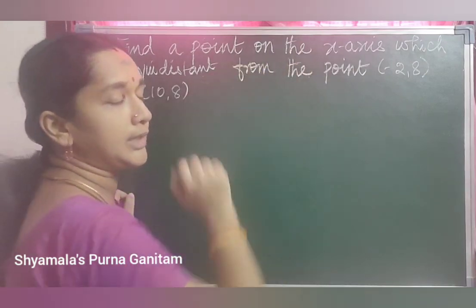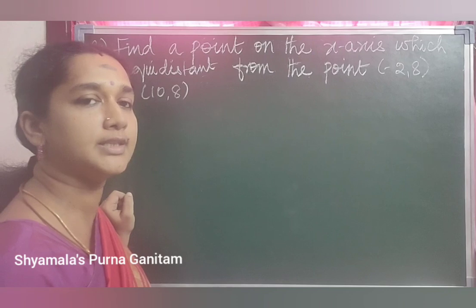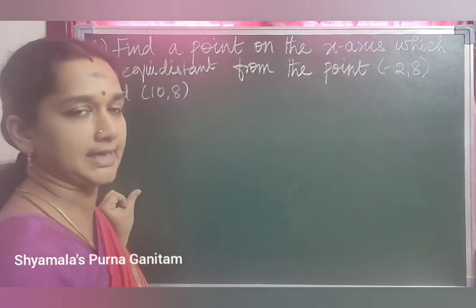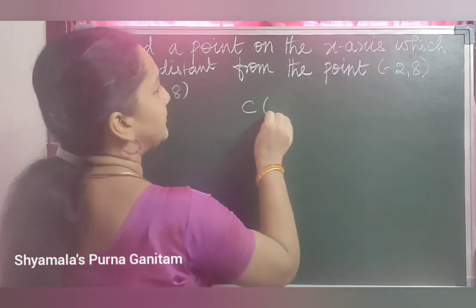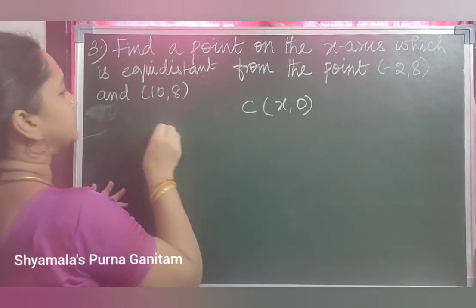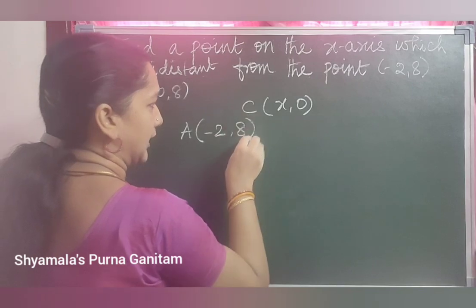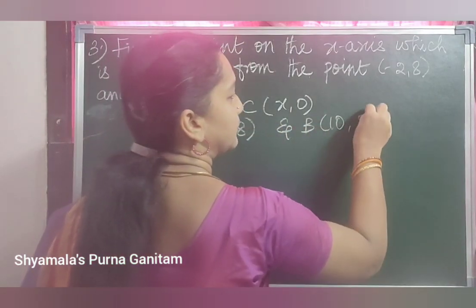Okay. So, on the x-axis, what will be the coordinates of the point? It will be x, 0. That is the point on the x-axis, x, 0. We will take that point as C, x, 0, and these 2 points as A and B. So, point A is minus 2, 8 and point B is 10, 8.